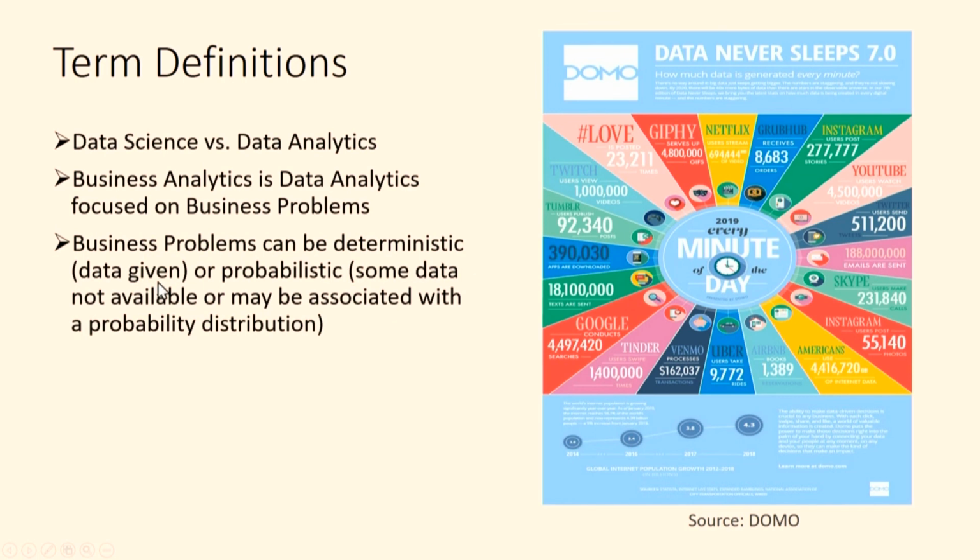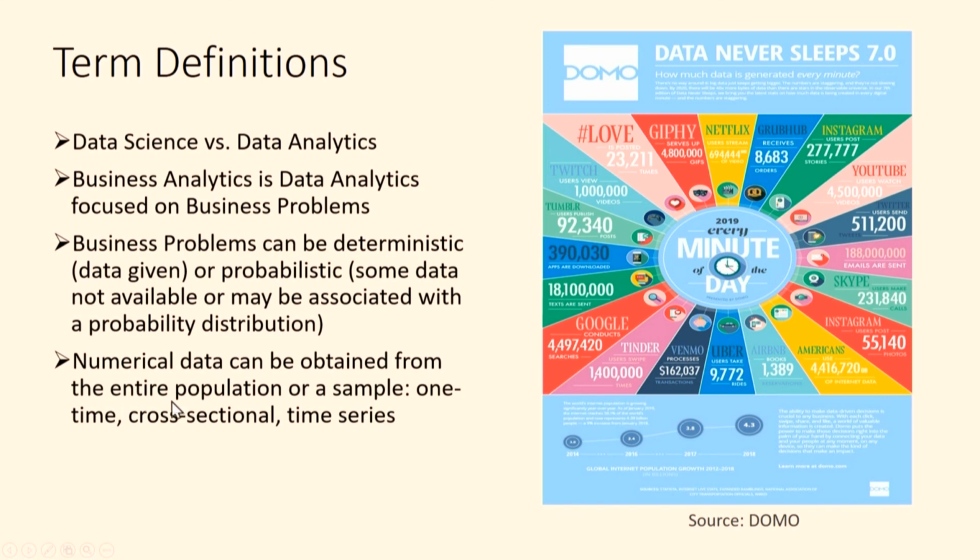Business problems can be deterministic or probabilistic. Like we said, deterministic means known with certainty, the data is given, while probabilistic means some data is not available or may be associated with a probability distribution. For example, I'm introducing a new product. Do I know how to price it? Do I know what the demand is? Some things you can estimate with a probability distribution if you have prior data. That would be helpful to model in a spreadsheet or with appropriate add-ins.